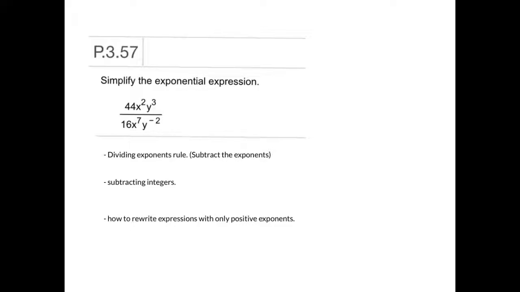So let's say that we had x to the power of 6 divided by x to the power of 3. Using the exponent rule that you subtract the exponents when dividing, you would get x, 6 minus 3, and therefore the resulting answer would be x to the power of 3. The next prerequisite skill is subtracting integers, because you don't always get a positive number when you subtract your exponents.